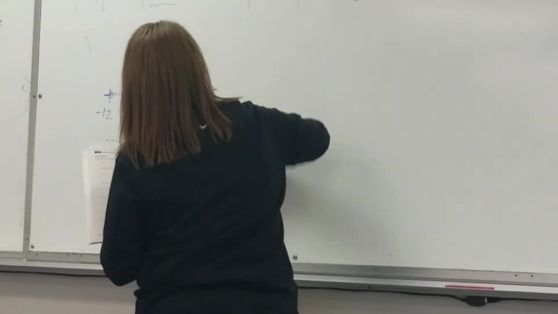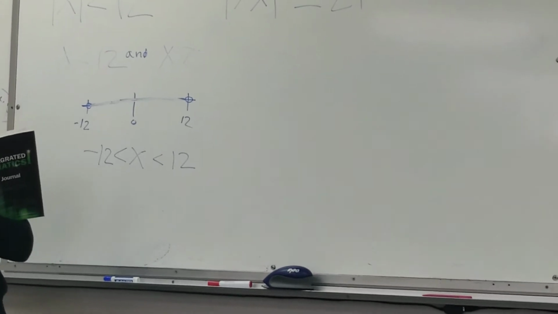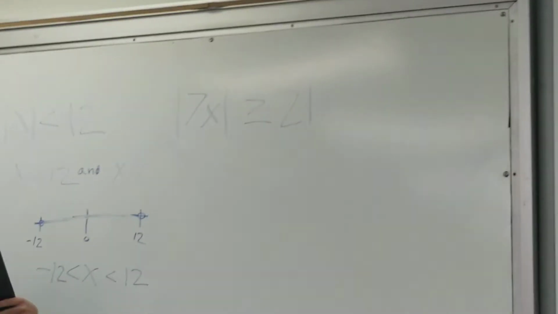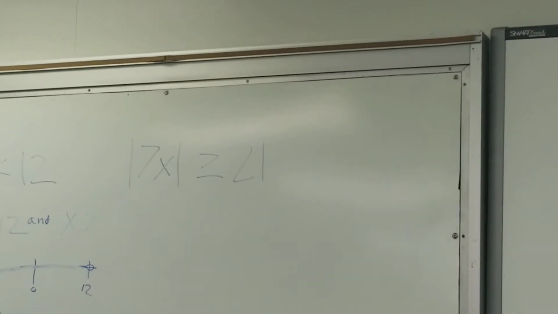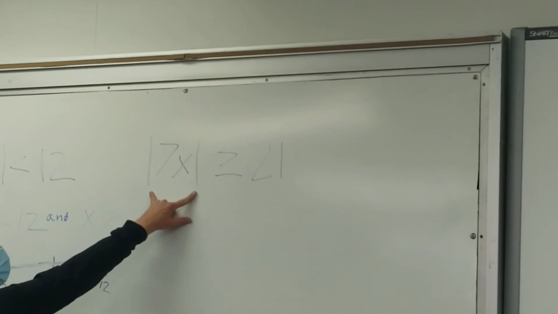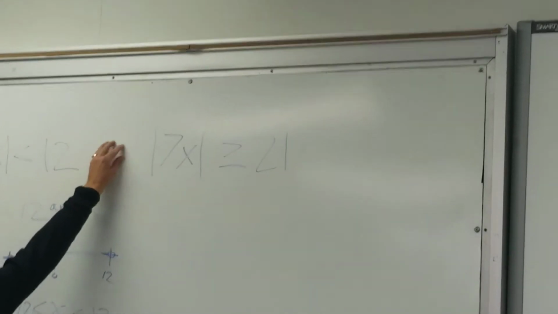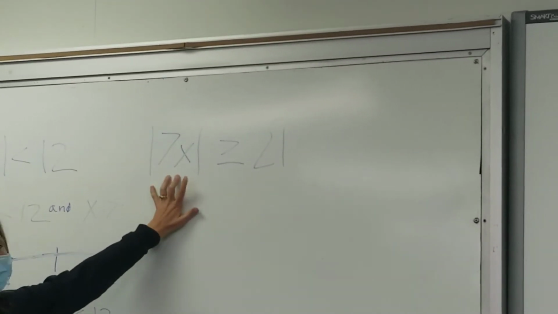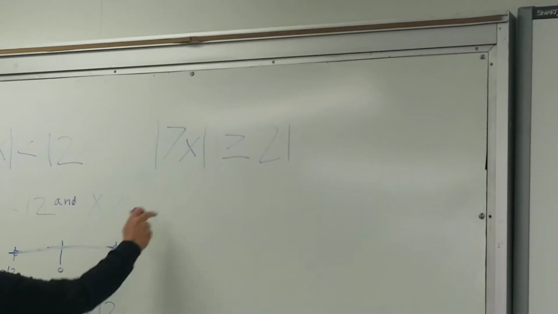Let's try this one. What are we going to look at very first when we're dealing with absolute values? Is the absolute value isolated? Is it alone? Is anything multiplying or adding or subtracting out here? No. So it's already isolated. We're going to do some in a minute where it's not isolated.